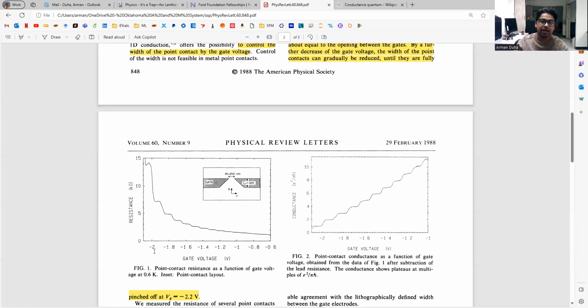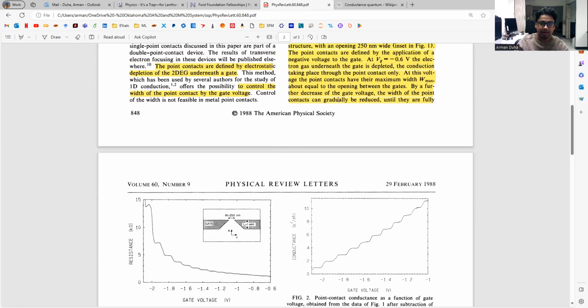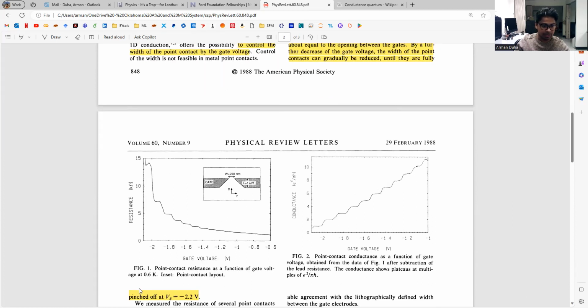So we see, for example, they're saying that by a further decrease of the gate voltage, the width of the point contacts can be gradually reduced until they are fully pinched off at minus 2.2. That corresponds to this point here. So here the width is very, very small, or almost vanishing. And for that, we have the highest resistance.